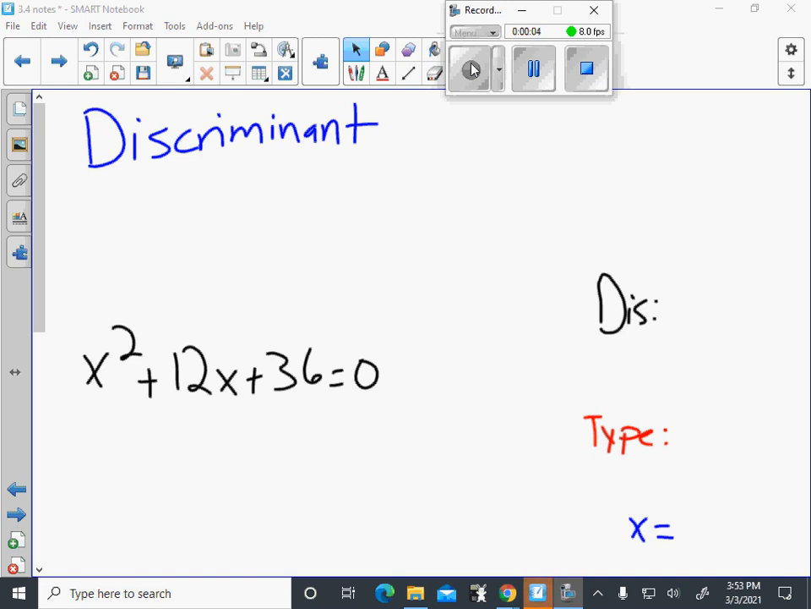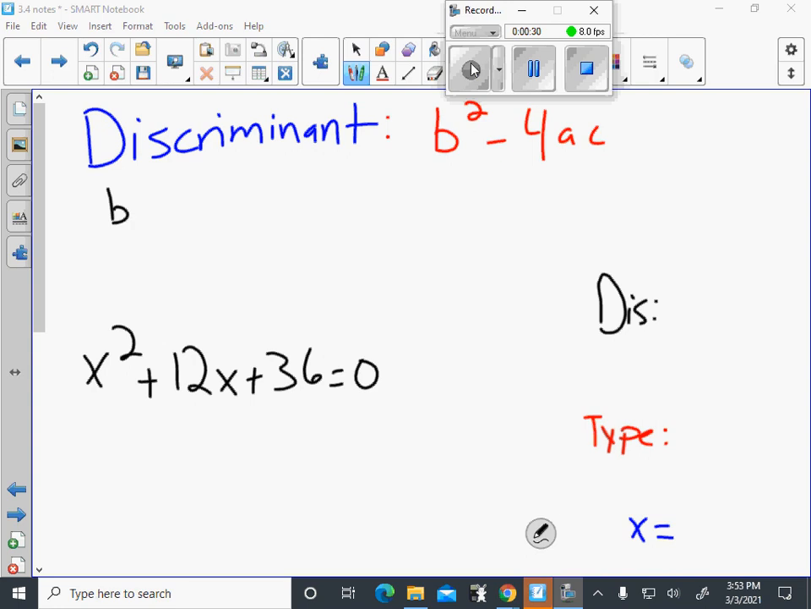Okay, the second part of 3.4 talks about the discriminant. The discriminant is everything underneath the square root of the quadratic formula. So, the discriminant is just b squared minus 4ac. Okay? And that tells us a lot about our answer for x.